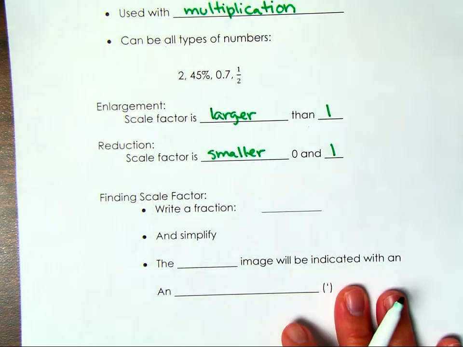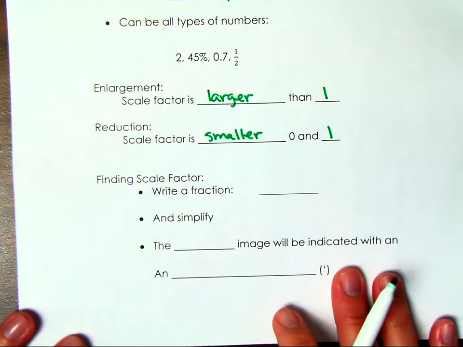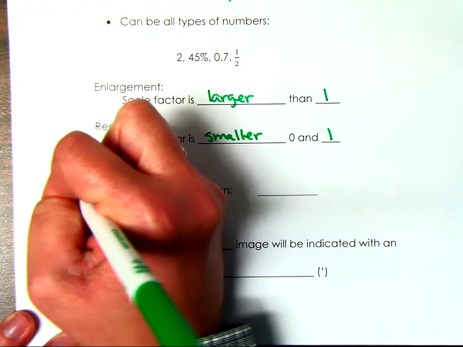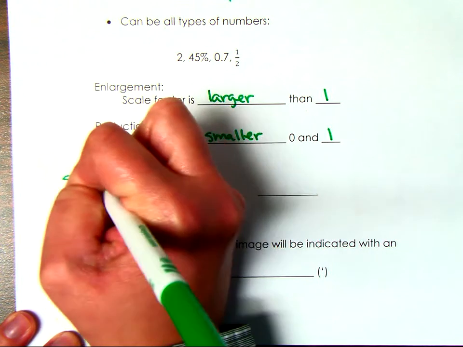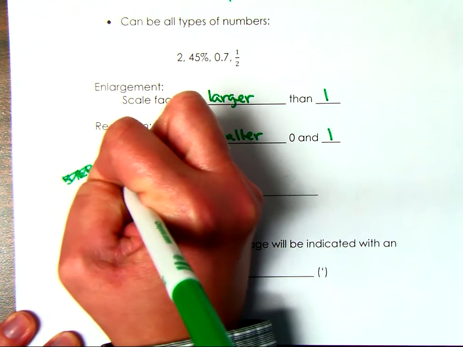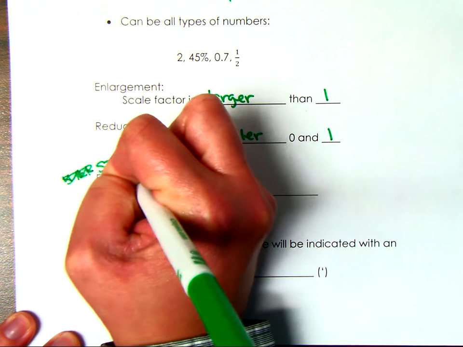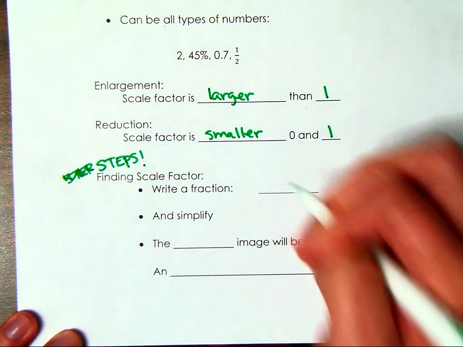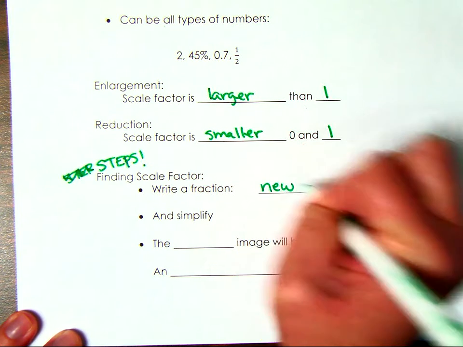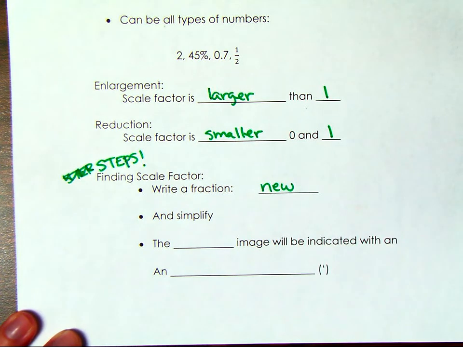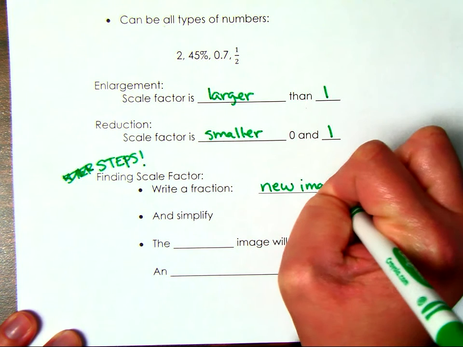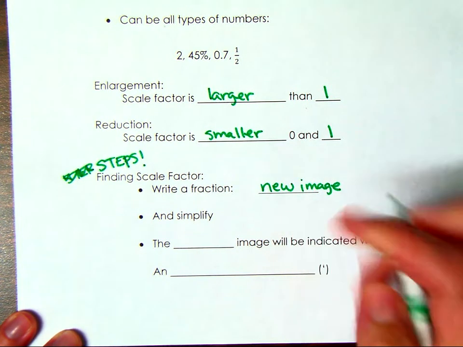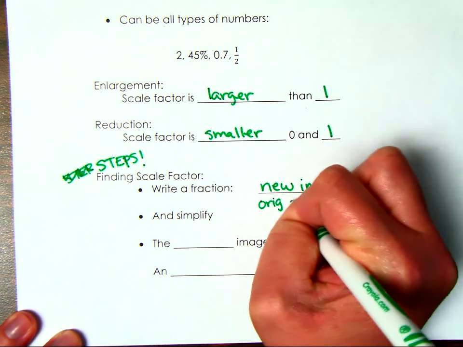So we can find scale factor by first, these are your steps. So I'm going to write that over here. These are the steps we're going to take. Kind of messed that up. I almost wrote an R. See, these are the steps we're going to take. First, we're going to write a fraction where our numerator is the new image that we're looking at, and the denominator is the original image.